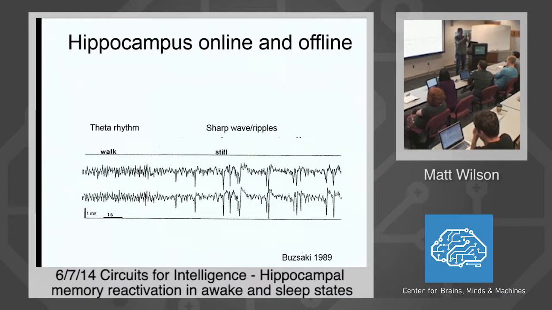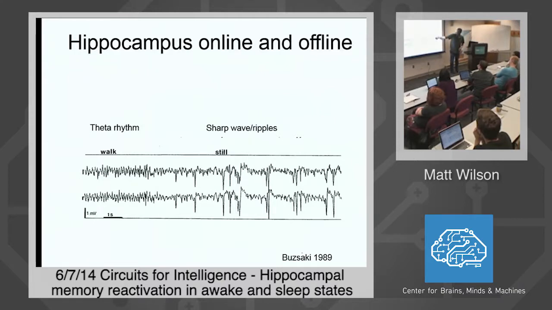And there's a phase locking that occurs. So the rhythm is something that occurs. And when structures need to communicate, they phase lock. When the animal stops, the rhythm goes away, and it's replaced by these aperiodic bursts. These are called sharp wave ripples, sharp wave just because of the nature of the strong deflection in the electric field.